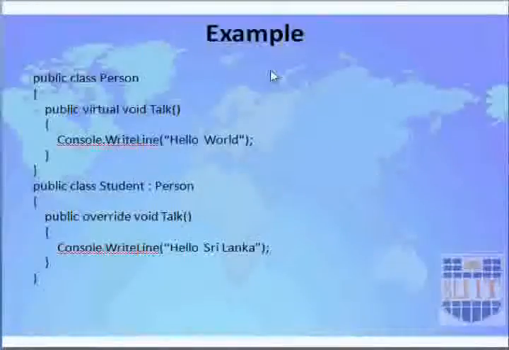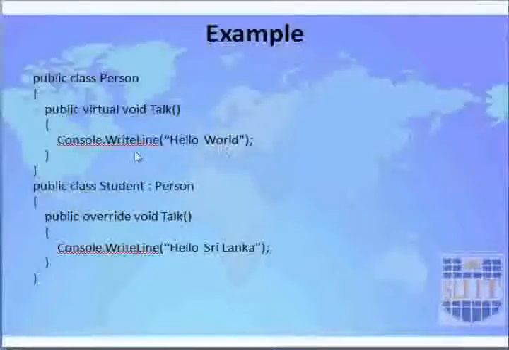The example shows the person class. This will be the base class for other objects to inherit from. It has a single method named talk. The talk method has a virtual modifier. The virtual modifier indicates to derived classes that they can override this method. The talk method of the person class performs a single action of printing the statement hello world to the console.